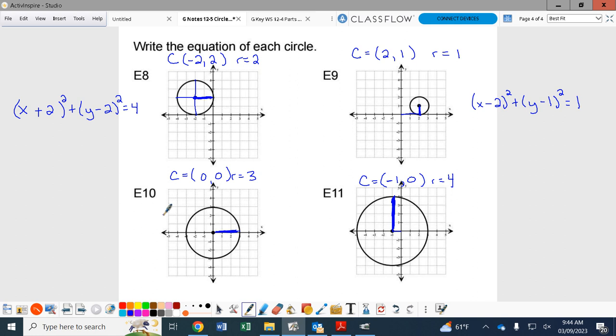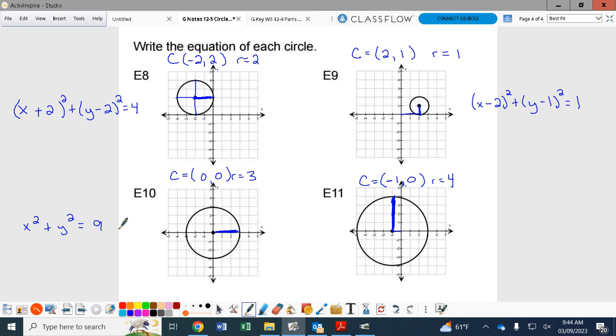Okay, to write the equation on 10, guys, because it's 0, 0, you don't have anything added or subtracted. It's just going to be x squared plus y squared equals what? 9. Very good. 9. Nice.